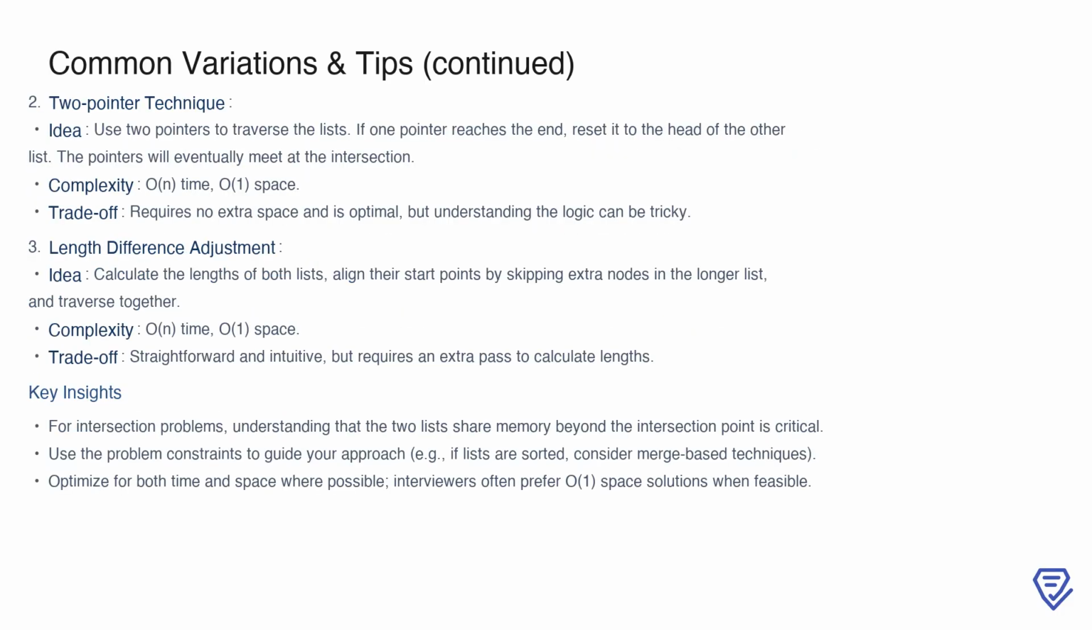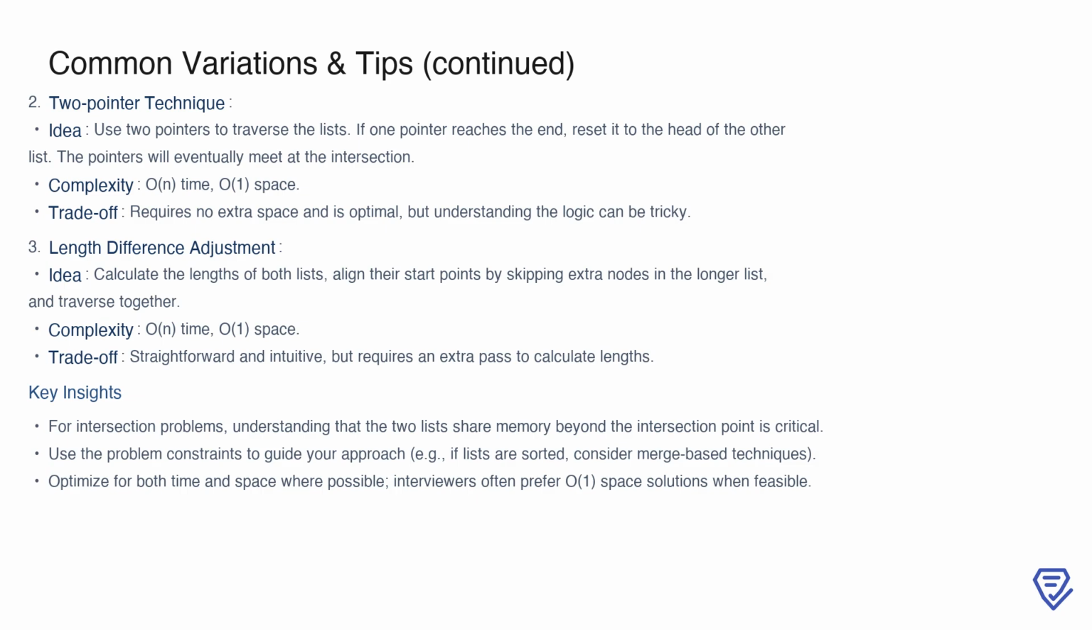Another highly effective method is the two-pointer technique. Here, you use 2 pointers to traverse the lists. When one pointer reaches the end of a list, it's reset to the head of the other list. This ensures that both pointers eventually meet at the intersection point. This approach is optimal with O(n) time complexity and O(1) space, but it does require a solid understanding of how the logic works.